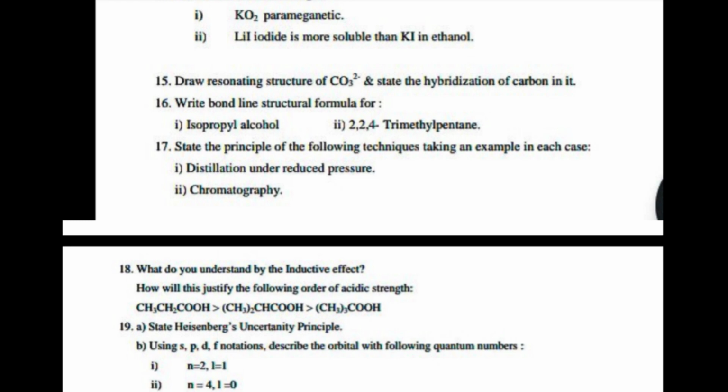Next question, question number 17, state the principle of the following techniques taking an example in each case. First, distillation under reduced pressure. Distillation under reduced pressure, often known as vacuum distillation, is used for purification of chemicals that break down at temperature lower than their typical boiling point.